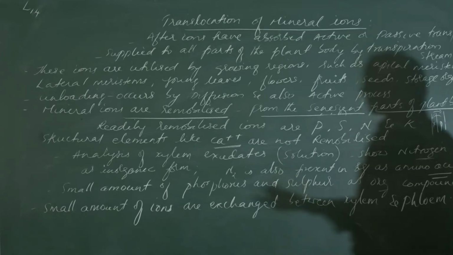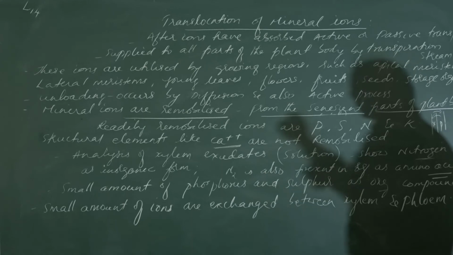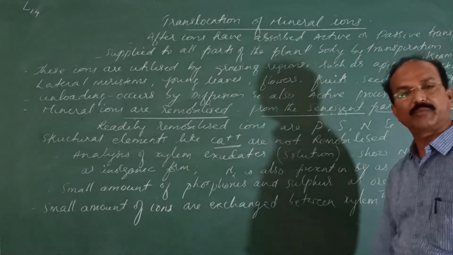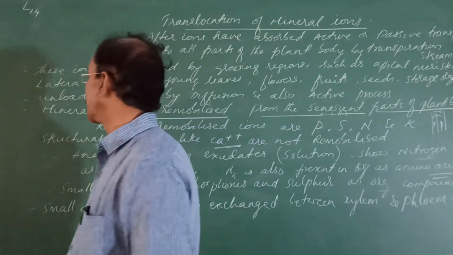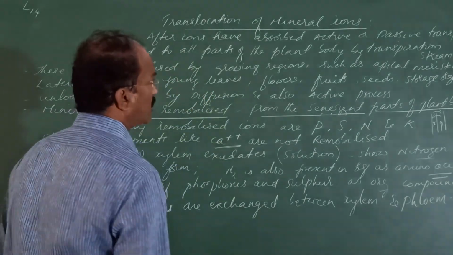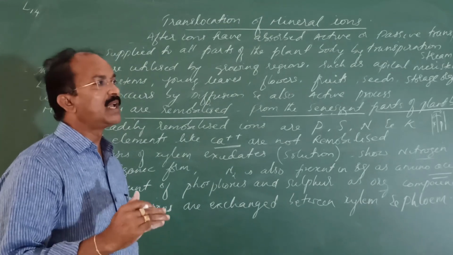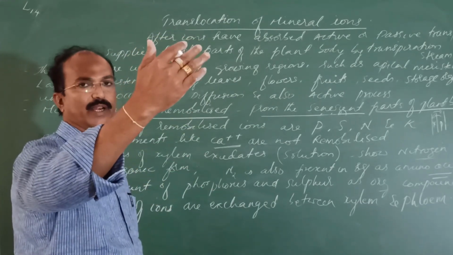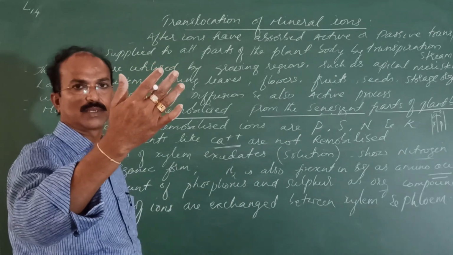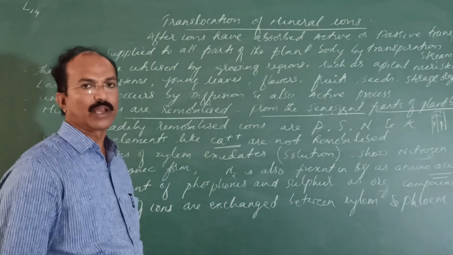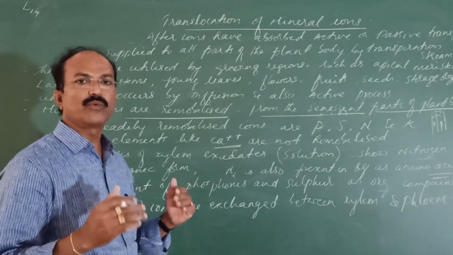So previously it was thought that the xylem supplies only the inorganic materials and the phloem supplies only the organic materials. But here you can see the exchange of the materials occurs between these two. So this is how the translocation of mineral ions occurs: when they get absorbed into the xylem, where they are located, where they are transported, where they are utilized. That is translocation of mineral ions to different parts of the plant body for various functions.